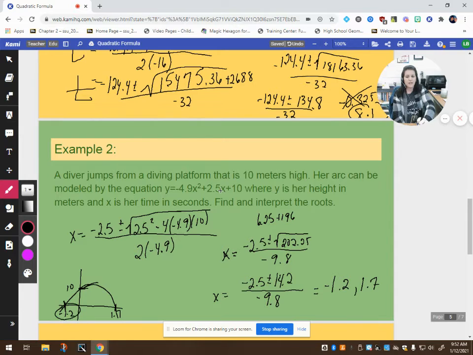This root right here doesn't make sense in terms of this problem. So we know that our only root that makes sense is 1.7, and that tells us that she enters the water 1.7 seconds after she launches off the diving board.